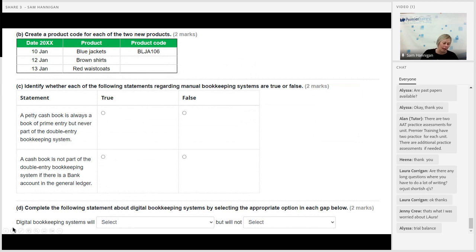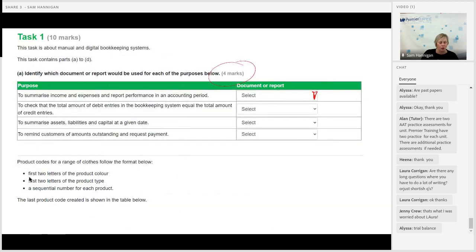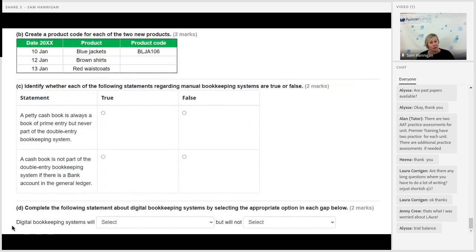And it's saying that they want you to use the first 2 letters of the product colour, the first 2 letters of the product type, and the next sequential number. Now, to me, that's really not hard. So the first 2 letters of the product colour, the first 2 letters of the product, plus the next number. Well, if that number's 106, next number's got to be 107. Okay, so it'd be BRSH 107.